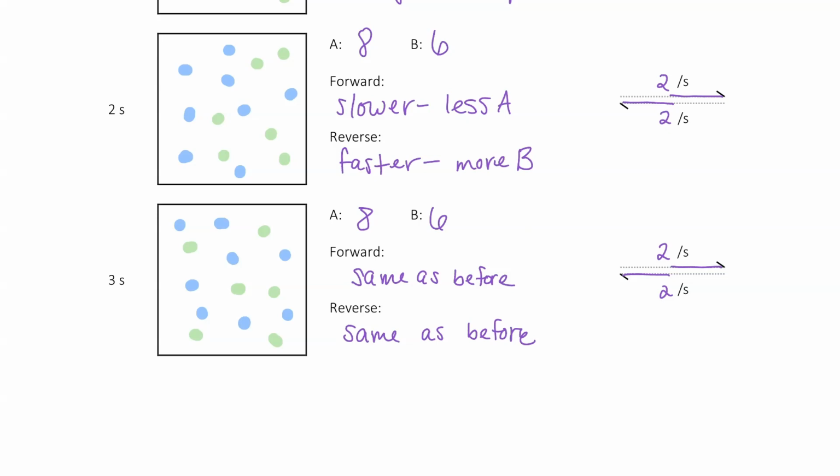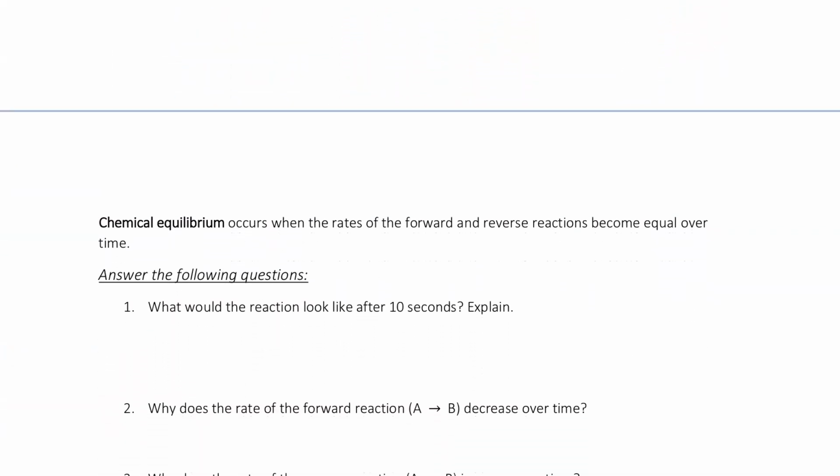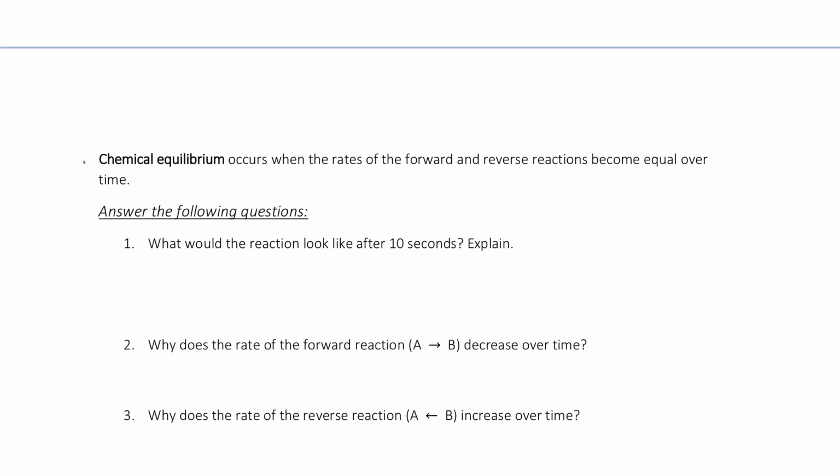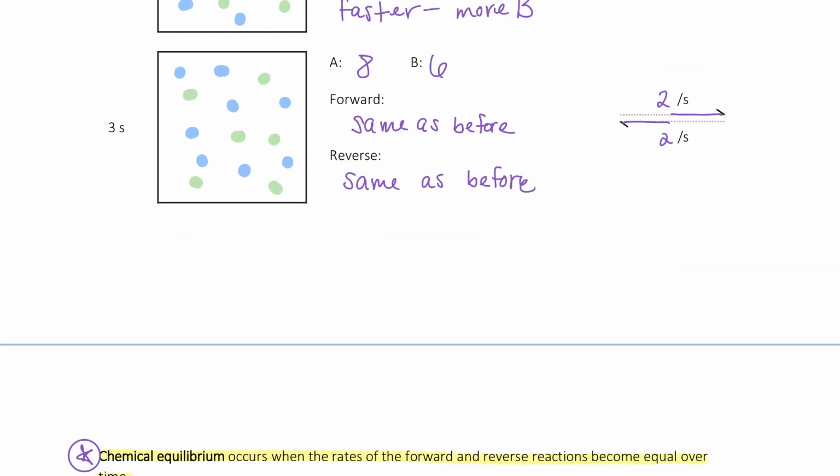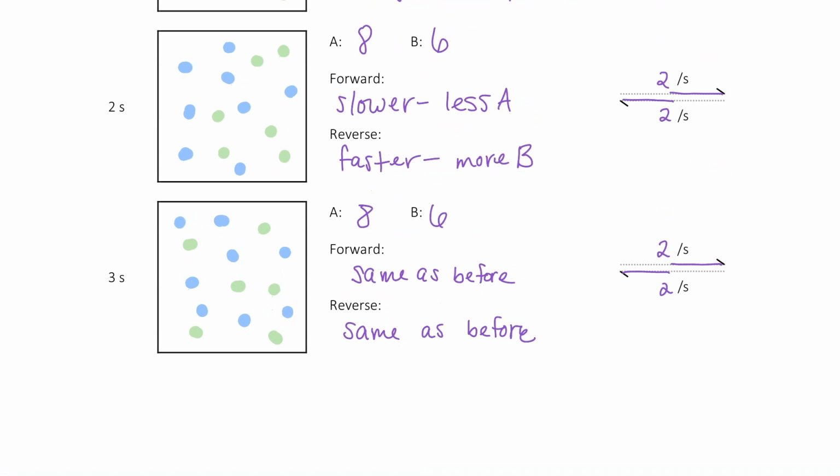Okay, great. So here's our big key point. Chemical equilibrium occurs when the rates of the forward reaction and reverse reaction become equal over time. It is not when the amounts are equal, right? We've got 8 and 6. Those aren't equal amounts of reactants and products. It's the rate of the reactants forming products and products forming reactants being equal that makes this system be at equilibrium.